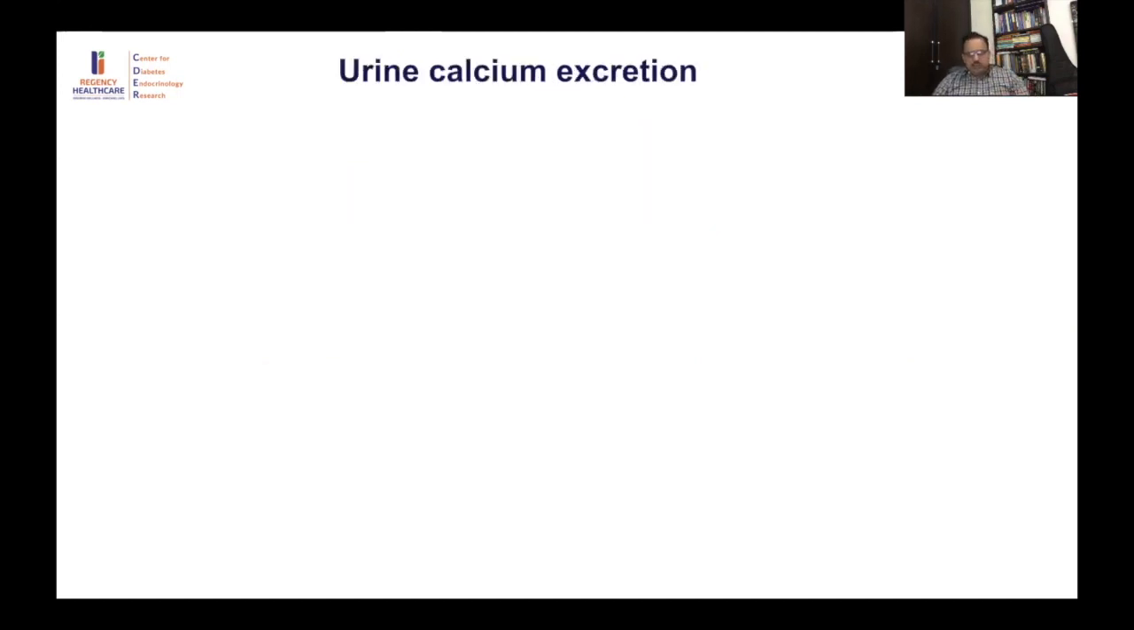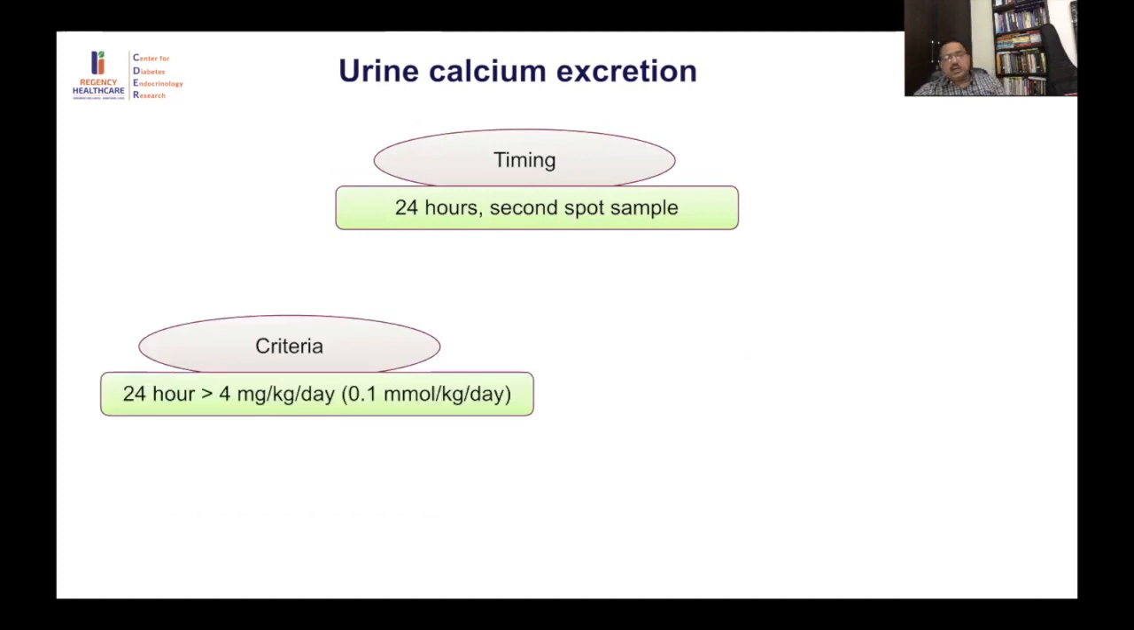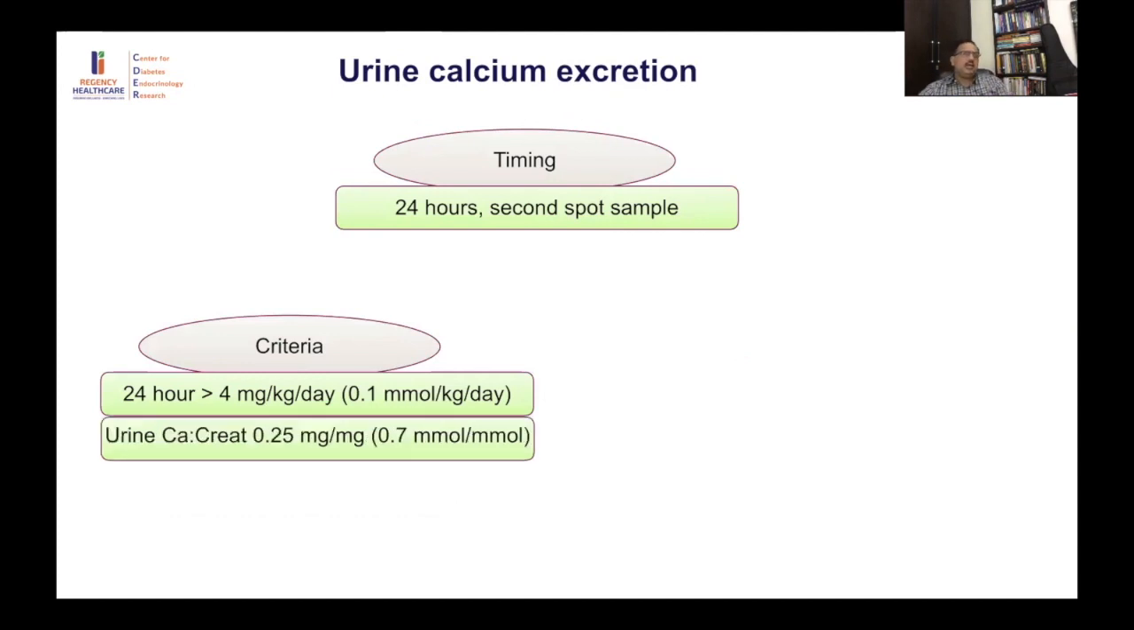Urinary calcium excretion may be required in the setting of calcium evaluation for hypocalcemia, hypercalcemia, as well as for renal tubular acidosis. It should be done on a 24-hour sample, or we can use the second urinary sample, not the first. The second urinary sample as a spot sample can also be used. For 24-hour urinary calcium, more than 4 milligrams per kg per day is high, but because this timed collection may be quite difficult, we can use a urinary calcium to creatinine ratio, and levels more than 0.25 milligram per milligram or 0.7 millimole per millimole are considered to be hypercalciuria in children.